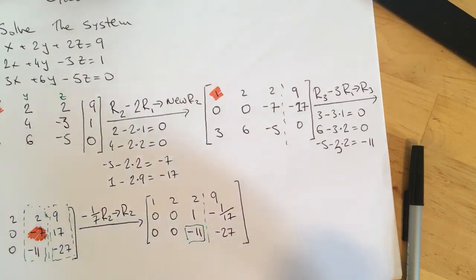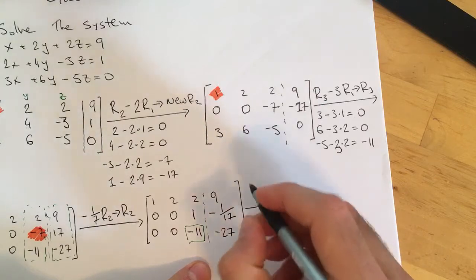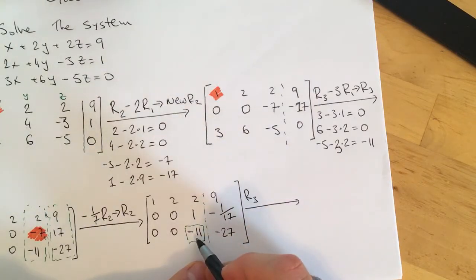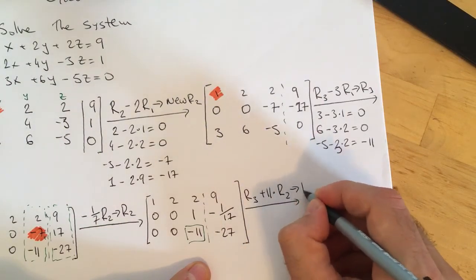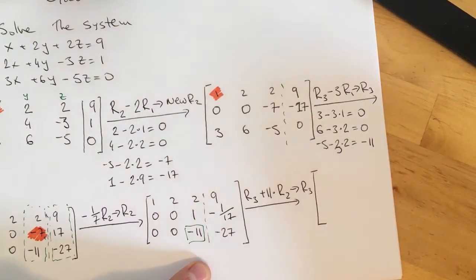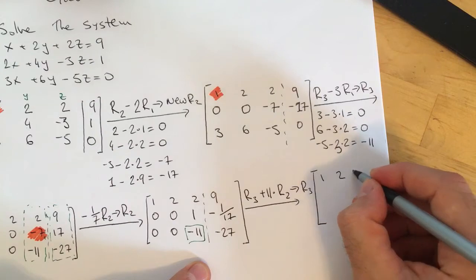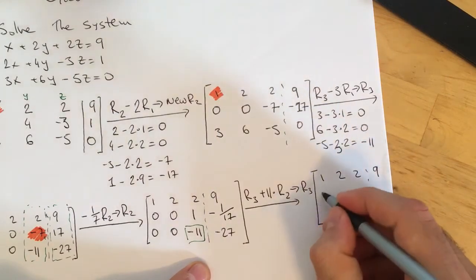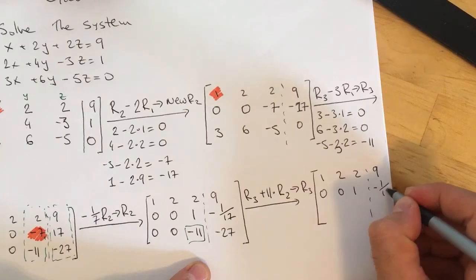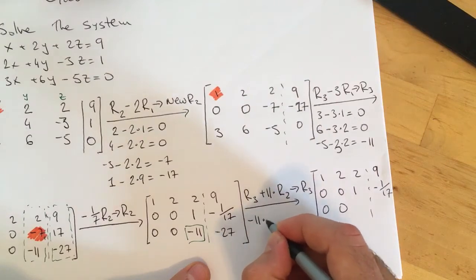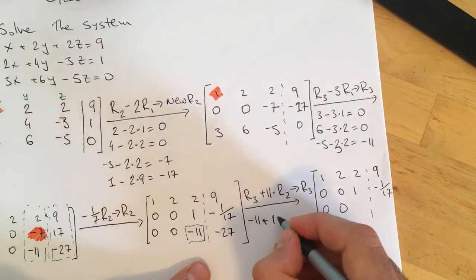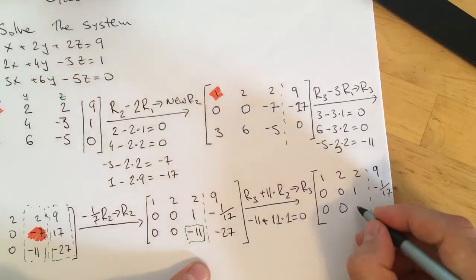Okay, how to do that? Well, I'm gonna say row 3, how to eliminate negative 11 with the one above. Well, all I have to do is row 3, which is negative 11, plus 11 times row 2 becomes my new row 3. And then what do we have? 1, 2, 2, 9, 0, 0, 1, negative 1 over 17, and then 0, 0 minus 0, 0, negative 11 plus 11 times 1 is 0, okay?